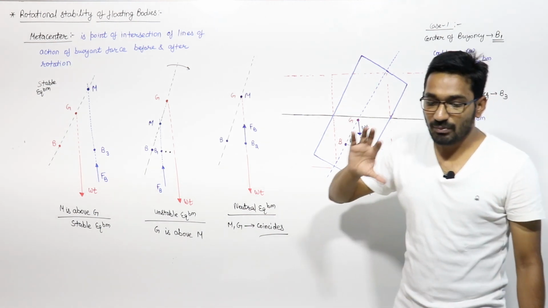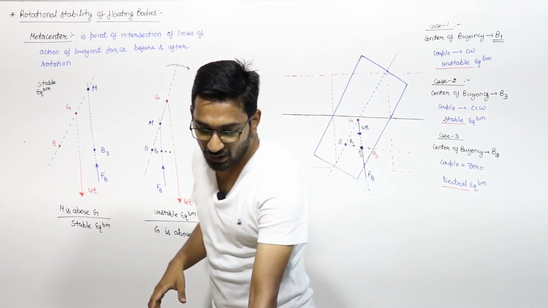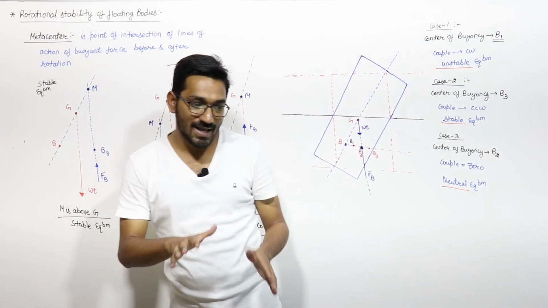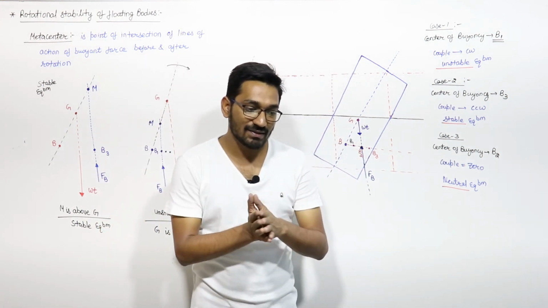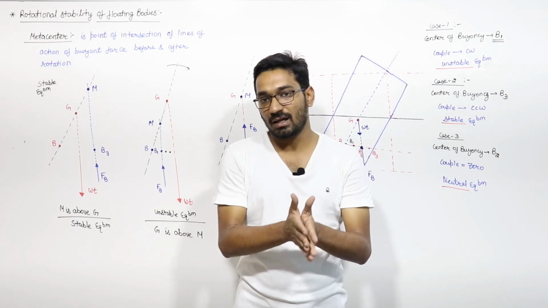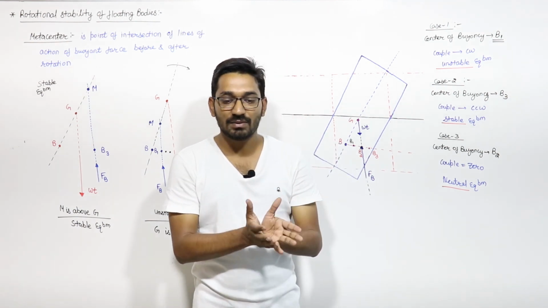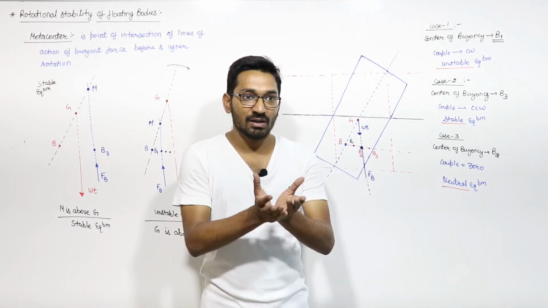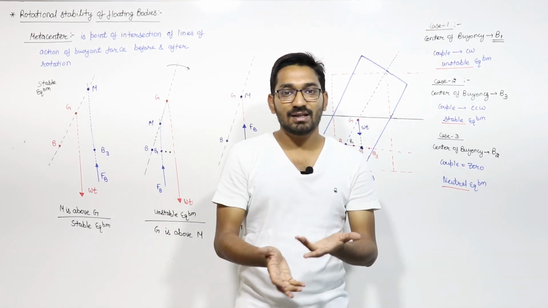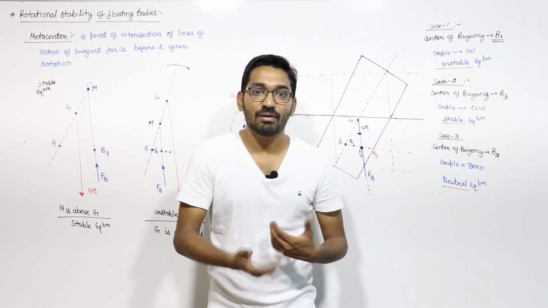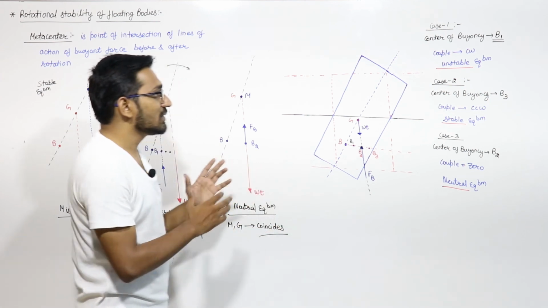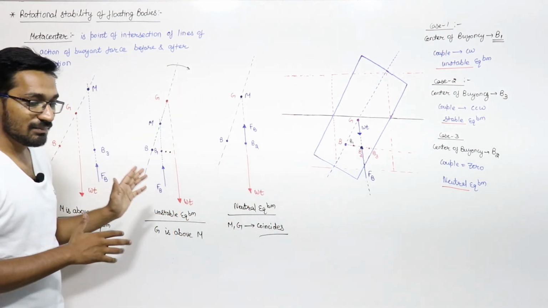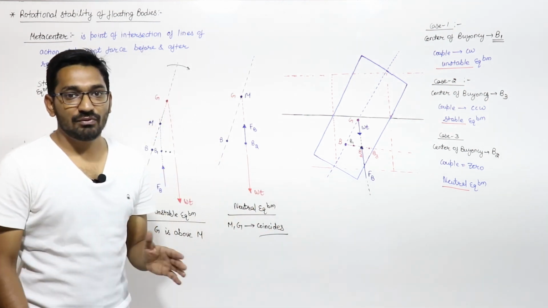So this is the concept of rotational stability in the case of floating bodies. That's why we need a metacenter. I hope you understand the concept, where this new center, the metacenter, comes from and what the need for it is, right? So this is all about the rotational stability of floating bodies.